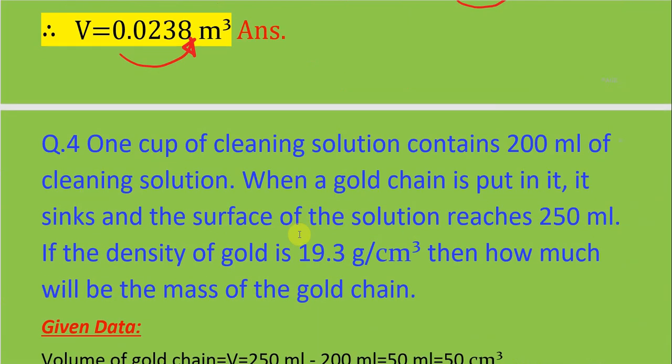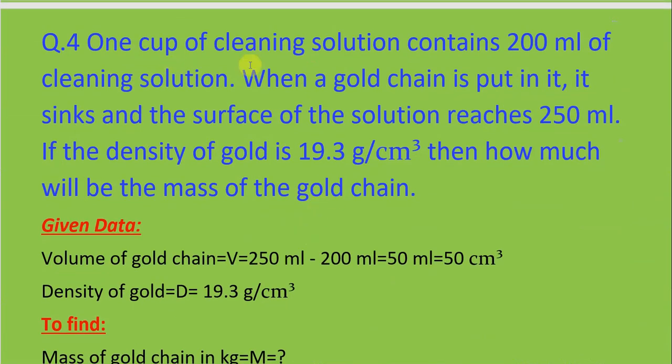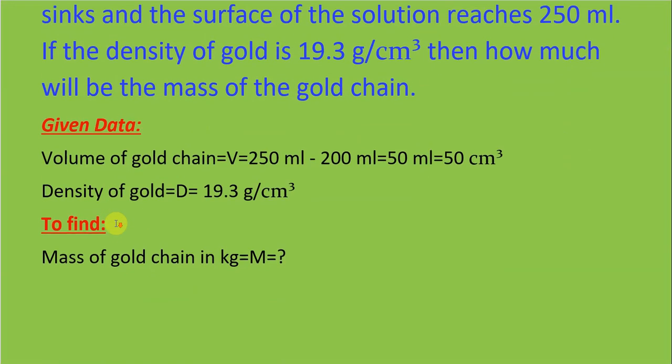Let's go to the next question. 1 cup of cleaning solution contains 200 milliliter of cleaning solution. When a gold chain is put in it, it sinks and the surface of the solution reaches 250 ml. If the density of gold is 19.3 gram per cubic centimeter, then how much will be the mass of the gold chain?